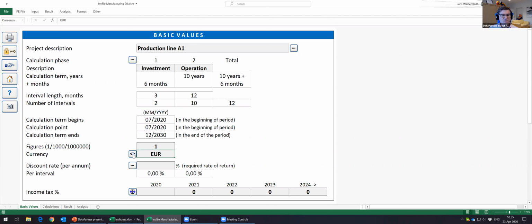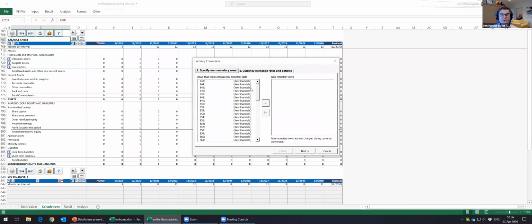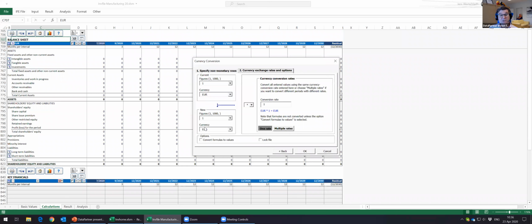So this is just when you make the calculation in one currency, like in euro, but then you want to convert the calculation to another currency. Let's say you want to show it in Swedish crowns, or you want to show it in dollars or whatever. So you can use this function then to convert the calculation to another currency. Or if you want, you can also convert to the same currency, but another accuracy in figures, like in thousands of euros instead of ones of euros.